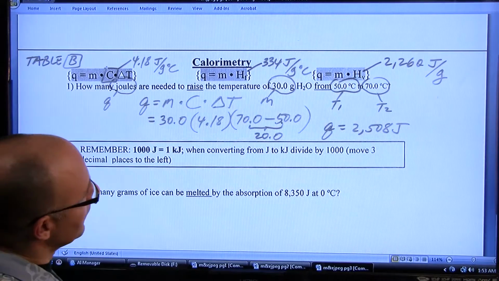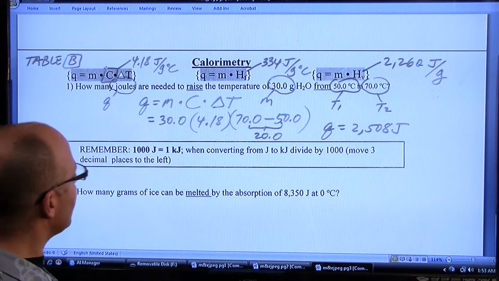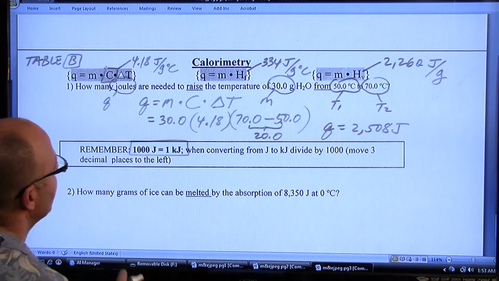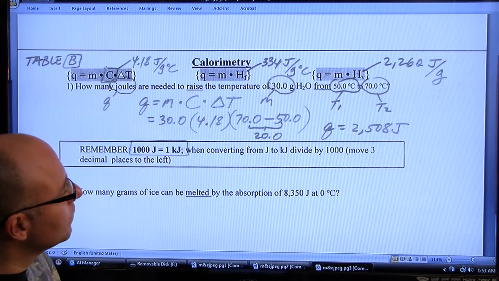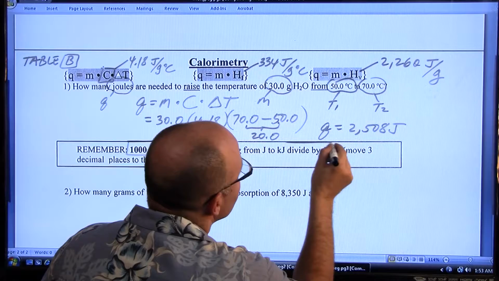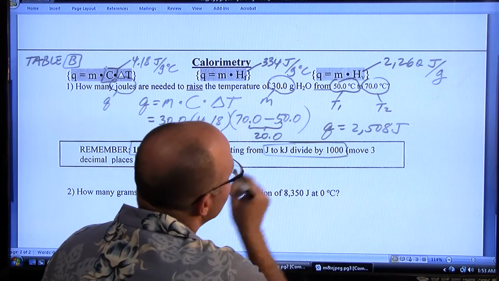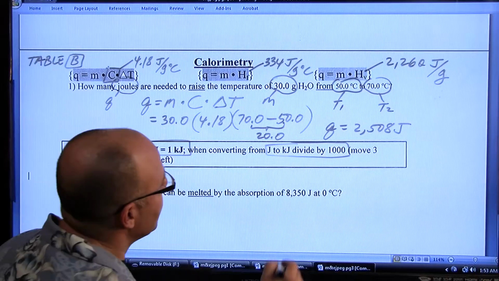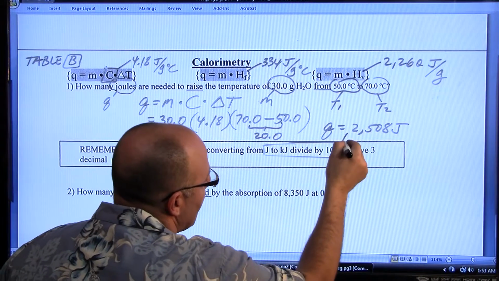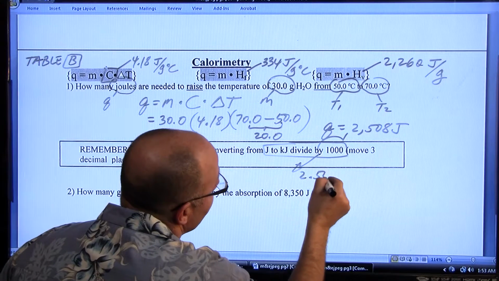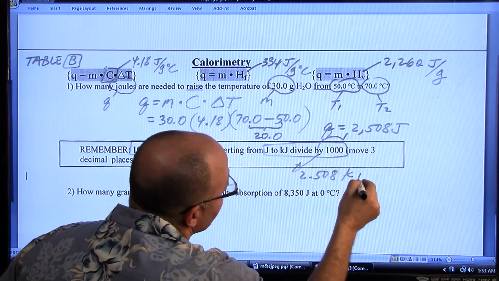Now, if you were asked to convert this to kilojoules in a separate problem, you want to remember, again, 1,000 joules is a kilojoule. So you're going to have to divide by 1,000 in this case to go from joules to kilojoules, which simply means moving the decimal 3 places to the left. So that becomes then 2.508 kilojoules.